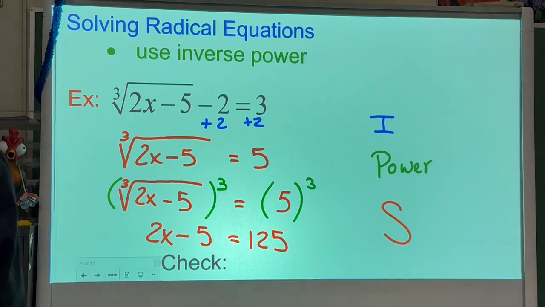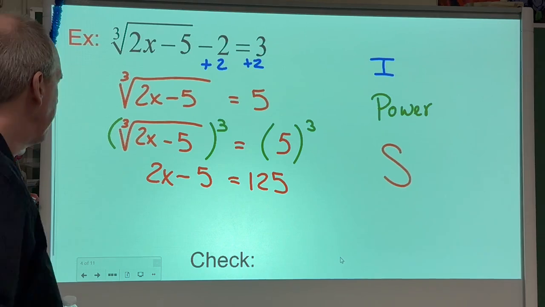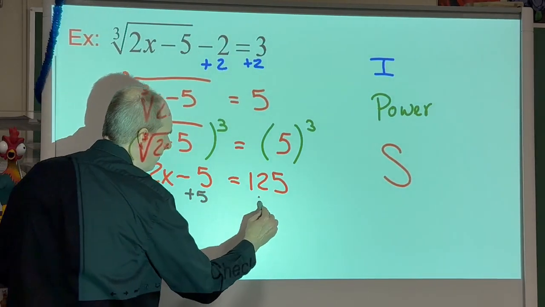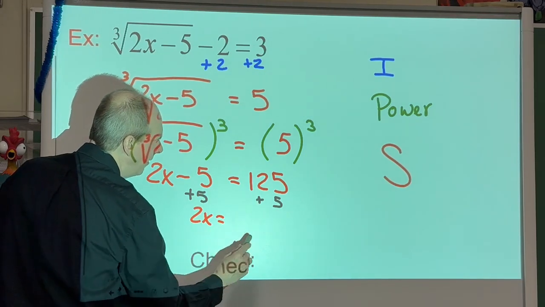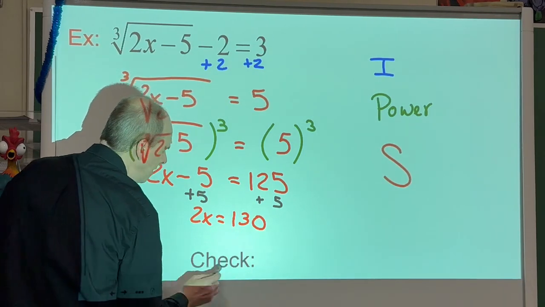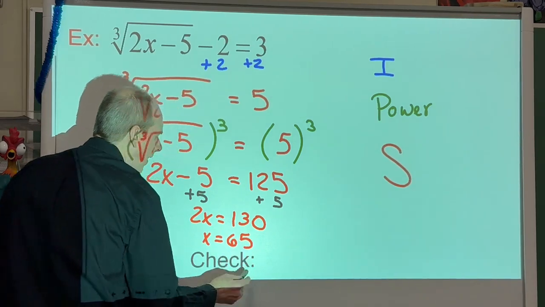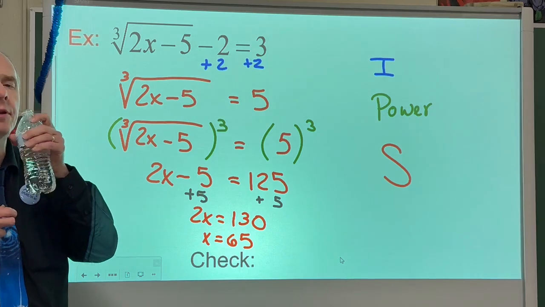So we keep going, trying to solve. When we're done, we'll check it out. What would you do to solve? Hopefully you'd say add 5. So 2x equals 125 and 5 is 130. Divide by 2, divide by 2. I got 65. Wow, I remember being 65 like 20 years ago.